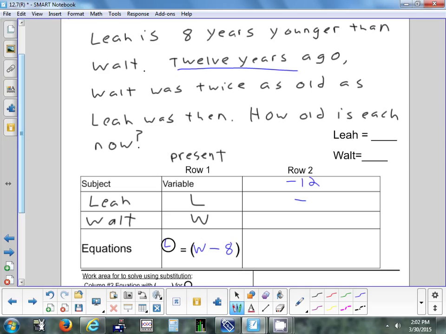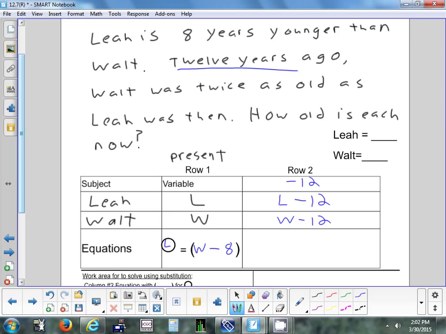So now what do we put in each of those boxes? So L, yep. Marcus? And then -12. -12. And now what was Walt's age 12 years ago? W, yep. -12. Good. Now we're going to use these to set up our second equation.